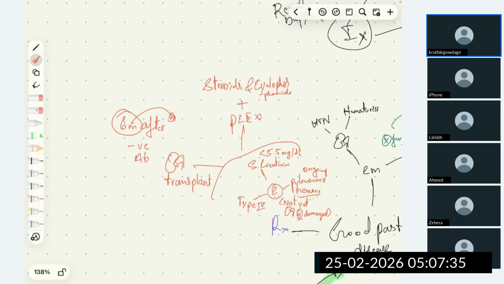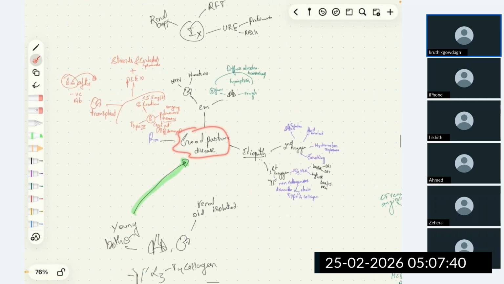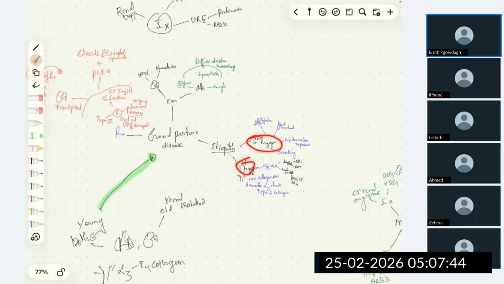That's it. This is all about Goodpasture disease. In Goodpasture disease, we saw the etiopathogenesis. The first trigger, second trigger. First trigger is production of antibody. Second trigger is maybe pulmonary infection, smoking, fluid overload, hydrocarbon exposure.